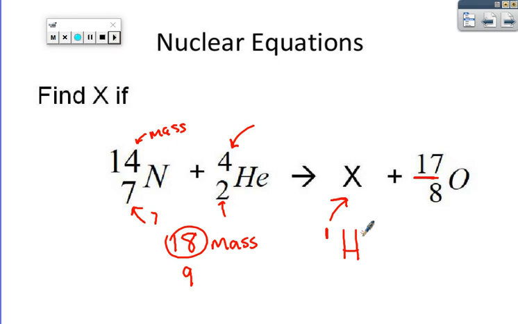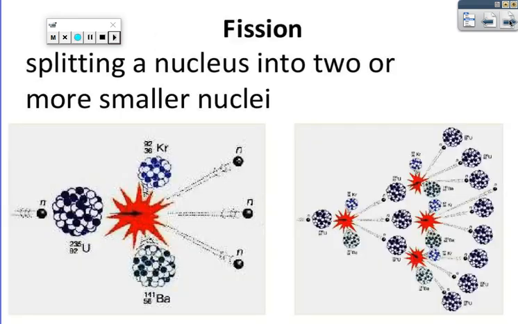So if you're trying to figure out a nuclear equation and you're trying to figure out a variable like X, all you have to do is add up the mass of what goes in and figure out from what you already have what this needs to be to make the mass coming out equal to the mass coming in. So if this is 18, this has to be 18 over here. The only way to get 18 is for this one to be a 1. If I look on the periodic table, I see that that would be hydrogen.